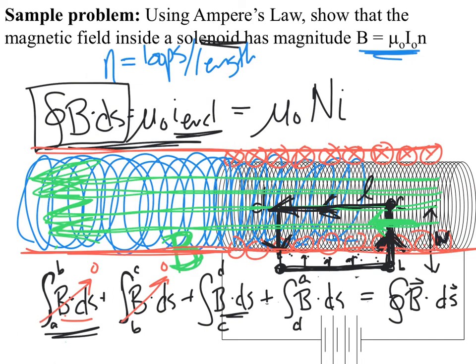But how about this last segment? If I go from D back to A, it's actually just like our segment from B to C. Because B and ds are perpendicular to one another, we get 0. And so what I found is that the integral of B dot ds from C to D is all I need to figure out the integral around that closed path. All right, I think we need a little bit more workspace here.